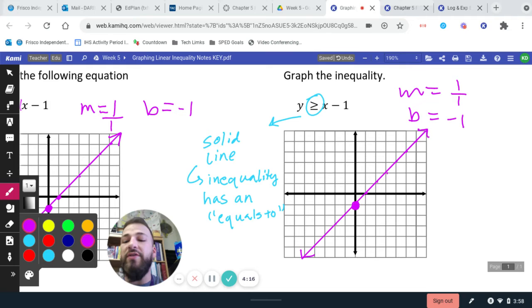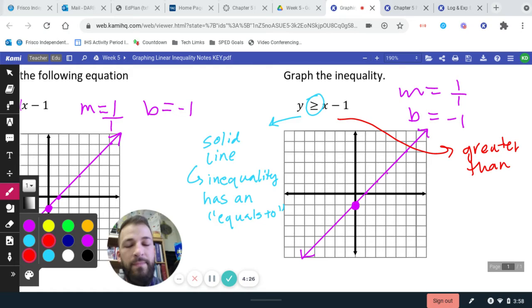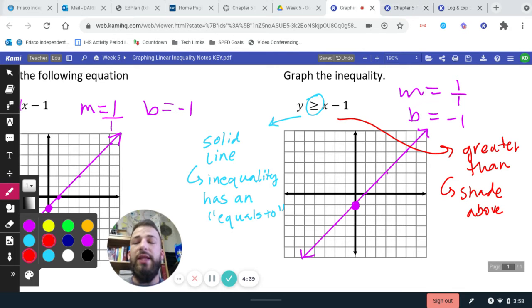The second piece is which direction our sign is pointing. So we have a greater than. So greater than means we are going to shade above, because I want y values that are greater than the line x minus 1. So because I want y values that are greater than, I'm going to shade greater than my line, or up above. So greater than means shade above. Less than, of course, would mean shade below.